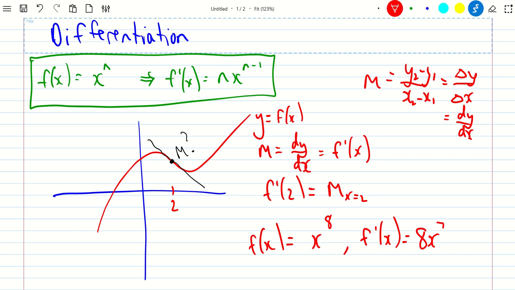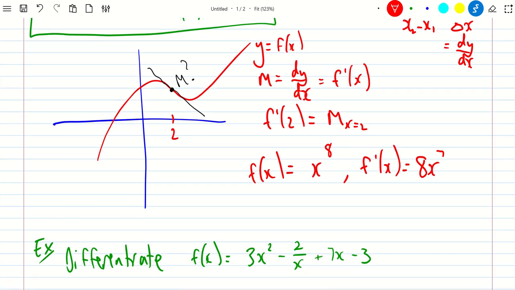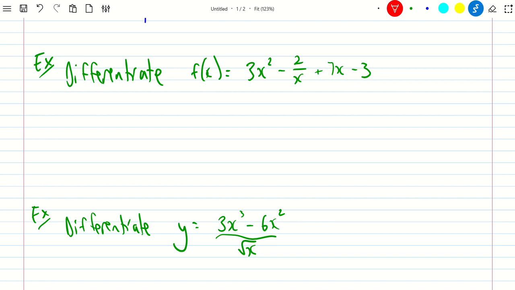That applies for all real values of n. So I could have written up here that n is real. It applies for negative numbers, for fractions, it even applies for square roots and irrational numbers. As long as they're real, that works. And that comes from the first principles of differentiation. We're going to be having a look at that today and doing a few calculations using that. Speaking of which, let's have a look at an example.